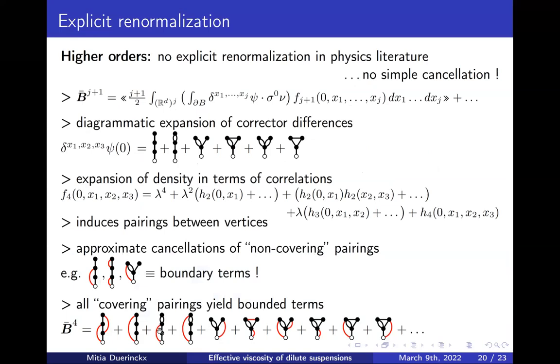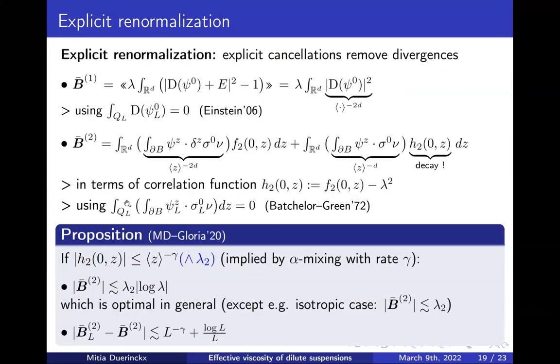Now, what happens to higher orders? This is just to order 2, where you see you have simple cancellation that can be used. And in fact, to higher orders, you have no simple cancellation. There is not a finite amount of cancellation that you can use to renormalize. And it becomes very quickly much more complicated.